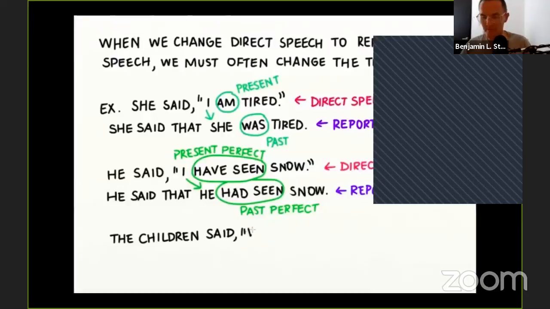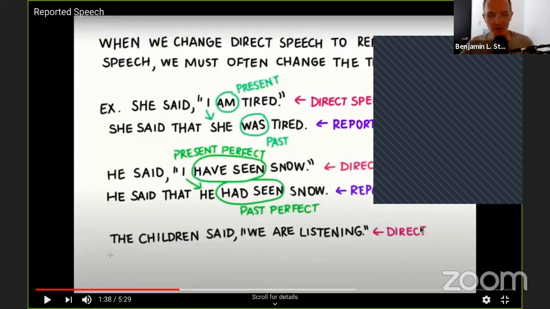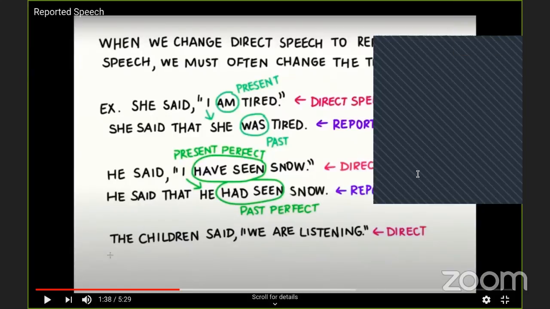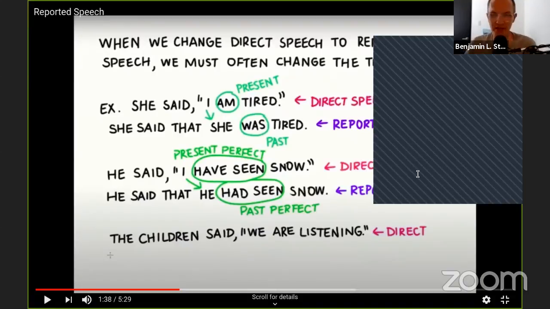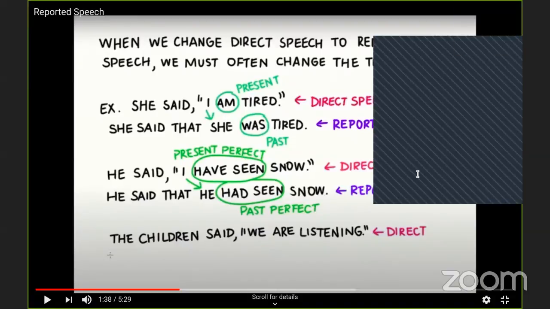The children said, "We are listening." This is direct speech. All right, what do you think? How do we change this to reported speech or indirect speech? We have to change it to past. All right, and can you provide an example? How would it read? The children said that they were listening.